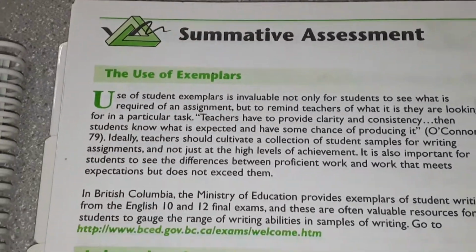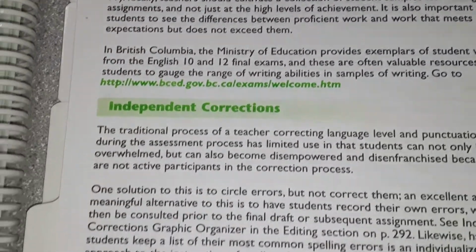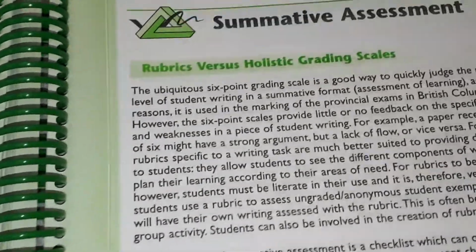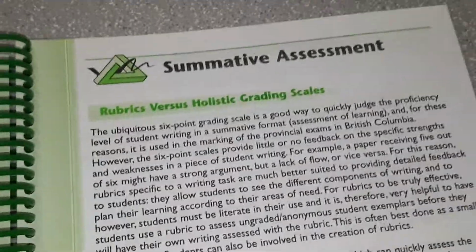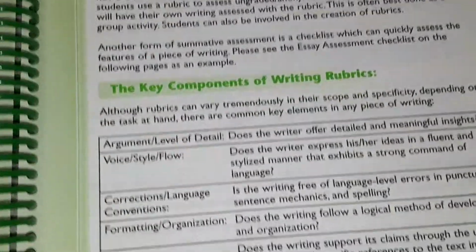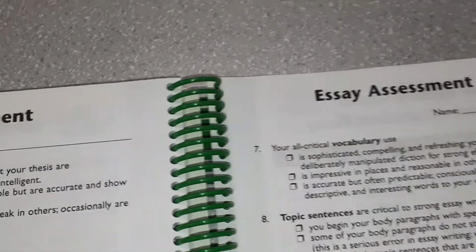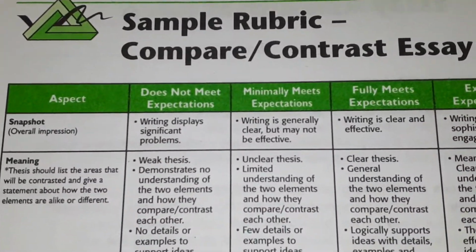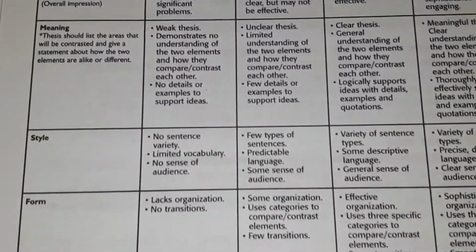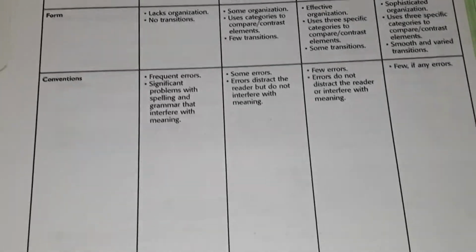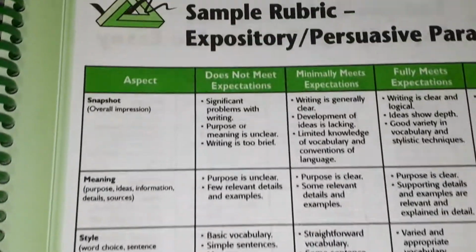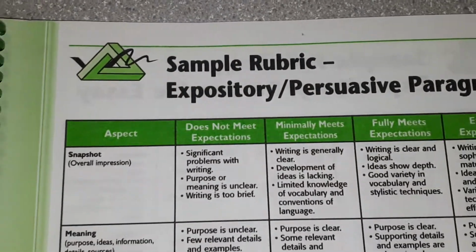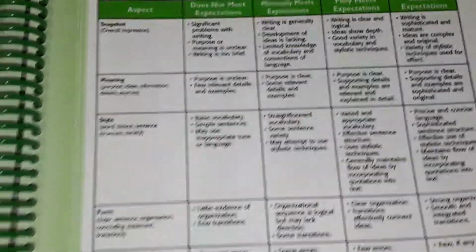Summative assessment. Use the exemplars, independent corrections. Summative assessment. Key components of writing rubrics. Essay assessment. Sample rubric, compare and contrast essay. Sample rubric, expository, persuasive, paragraph.